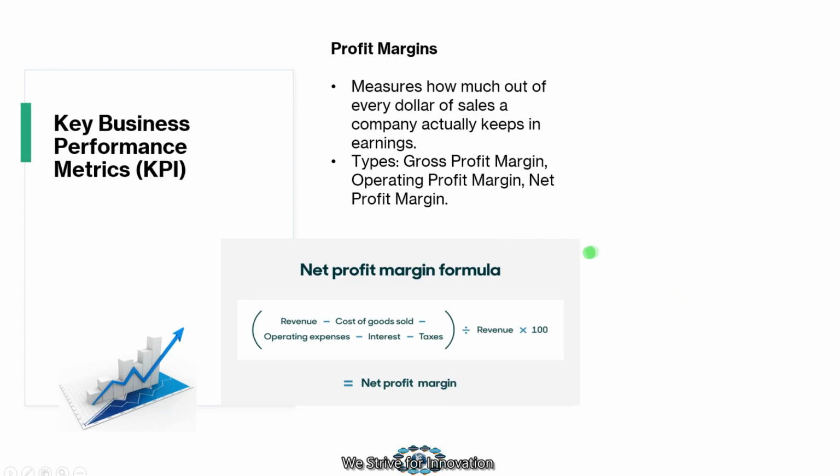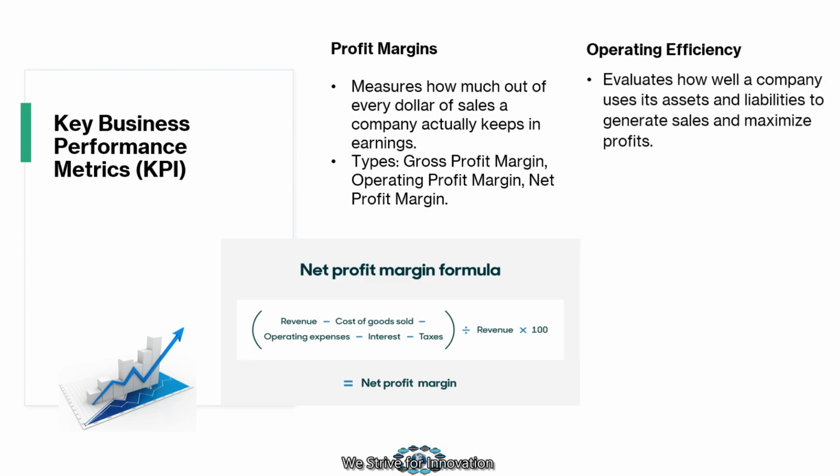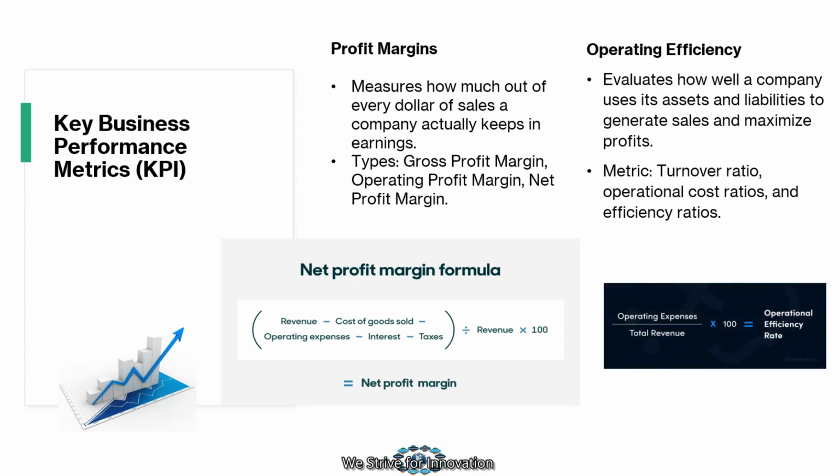Simple like that. Okay? Now, for operating efficiency. It's another KPI, which evaluates how well a company uses its assets and liabilities to generate sales and maximize profit. It's often assessed through metrics like asset turnover ratio, operational cost ratio, and efficiency ratio. And you can see the formula is very straightforward, nothing to it. Just operating expenses divided by the total revenue multiplied by 100.